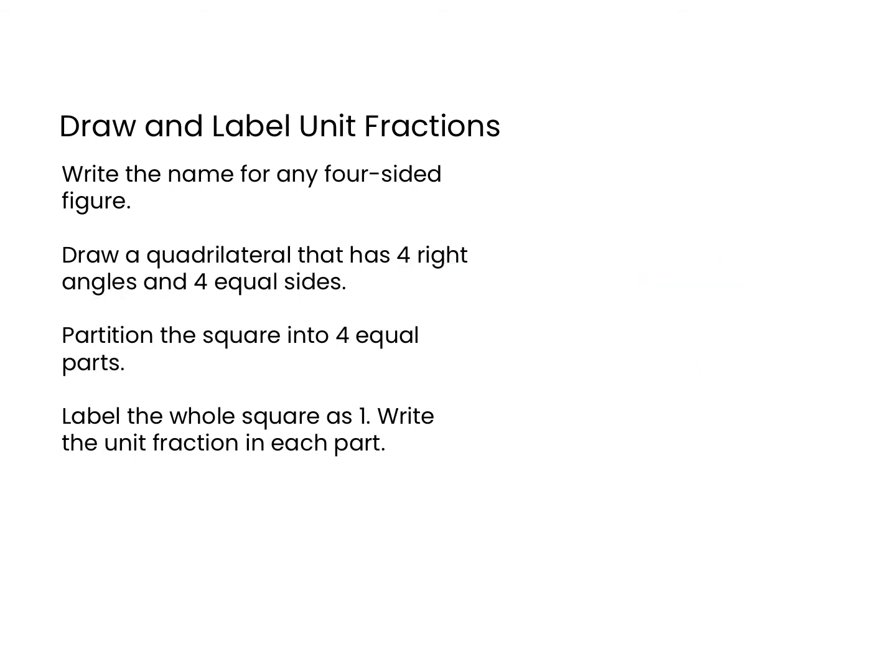All right, let's look at the next one. Again, write the name of any four-sided figure. Well, we know. Let's see if we can spell it right off. Quadrilateral. Wow, my writing's getting sloppier with every one. You're going to draw a quadrilateral that has four right angles and four equal sides. So you know if you've got four right angles and you've got four equal sides, you have a square.